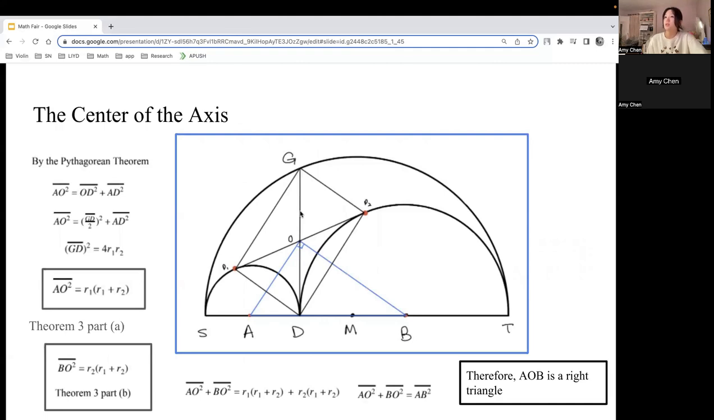Next, consider the center of the axes. Concerning segment AO, by the Pythagorean theorem, AO squared equals OD squared plus AD squared. Now simplifying, we get the result that AO squared equals R1 times R1 plus R2. Similarly, the same result can be obtained for BO squared, which equals R2 times R1 plus R2. When we combine these two equations, we get the formula that AO squared plus BO squared equals AB squared. Therefore, we obtain the result that AOB is a right triangle.